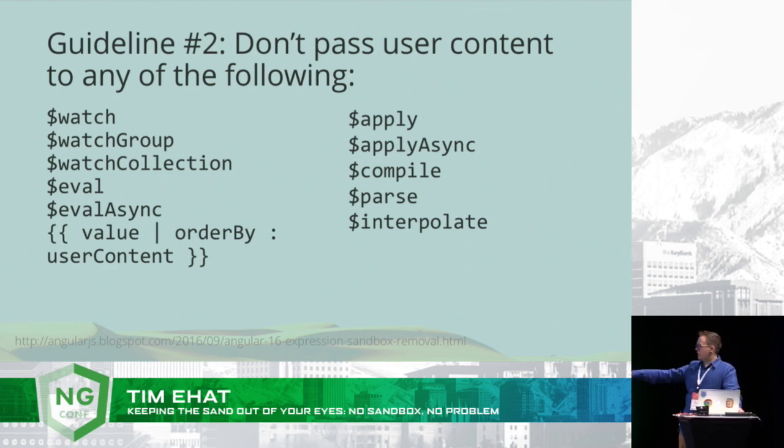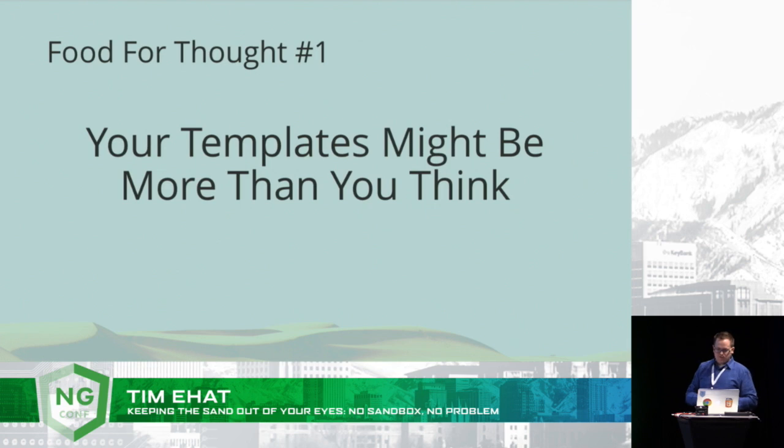So find this blog post. It's on their Blogspot page, right? And go look through your code. Look at how you're using these functions. Make sure that you don't have vulnerabilities where, yeah, I'm concatenating in user input, but I've escaped it. Turns out that's not really enough. I also have to use this ng-non-bindable. So check for that. So food for thought number one.